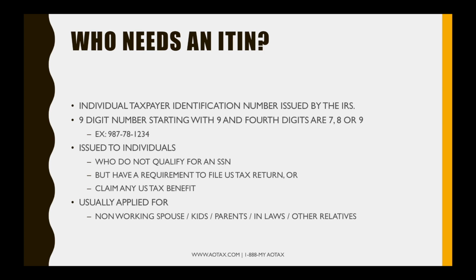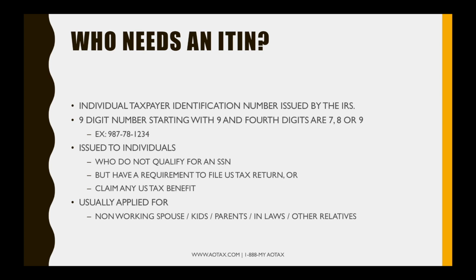It's a 9-digit number starting with 9, and the fourth digits are 7, 8 or 9. The way an ITIN number looks is something like this: 987781234. And it is issued to those individuals who do not qualify for an SSN but have a requirement to file a US tax return or claim any US tax benefit. It is usually applied for the non-working spouse or kids or parents or in-laws or other relatives.